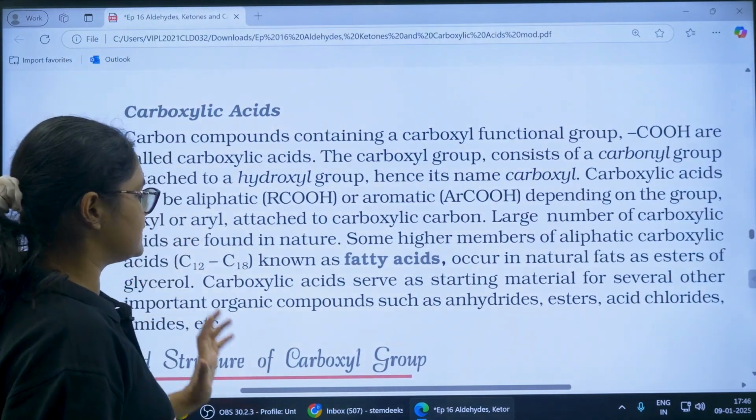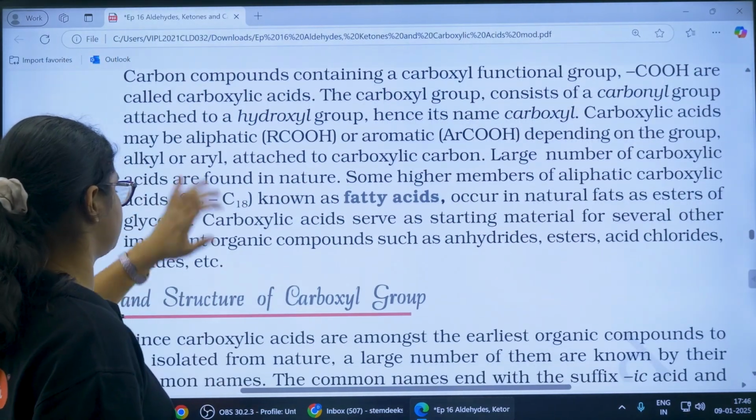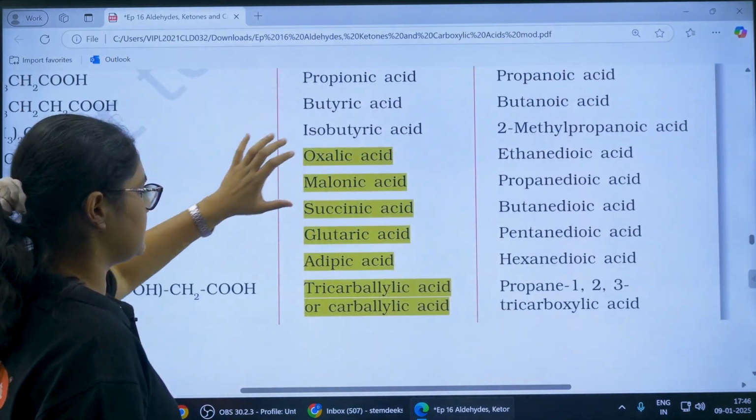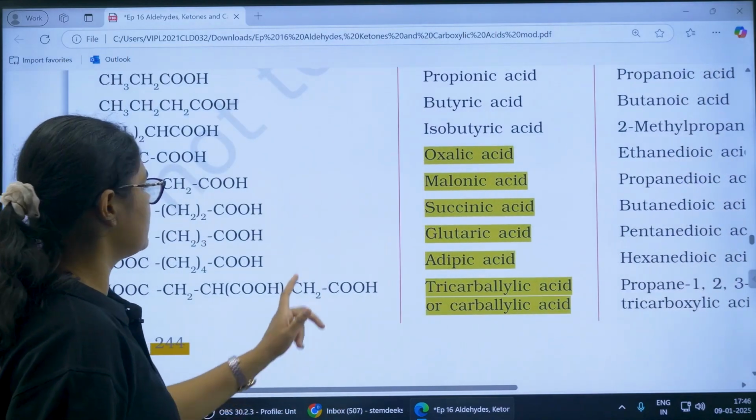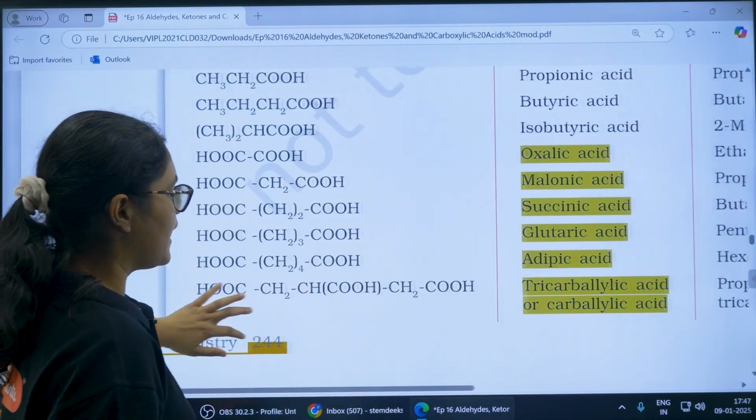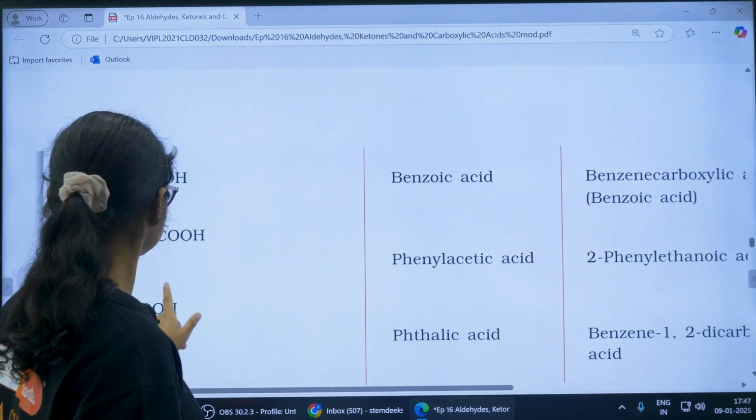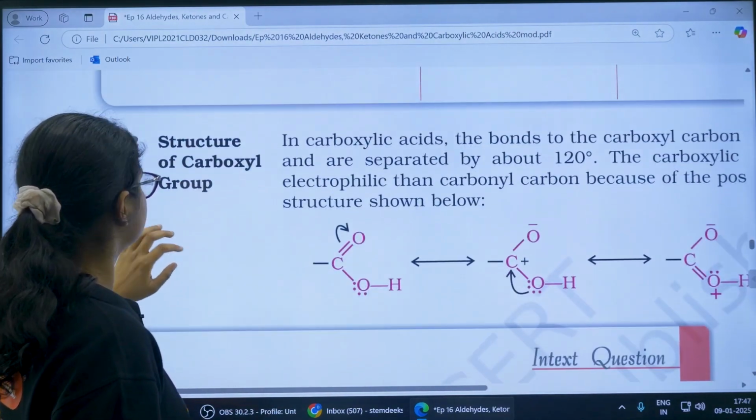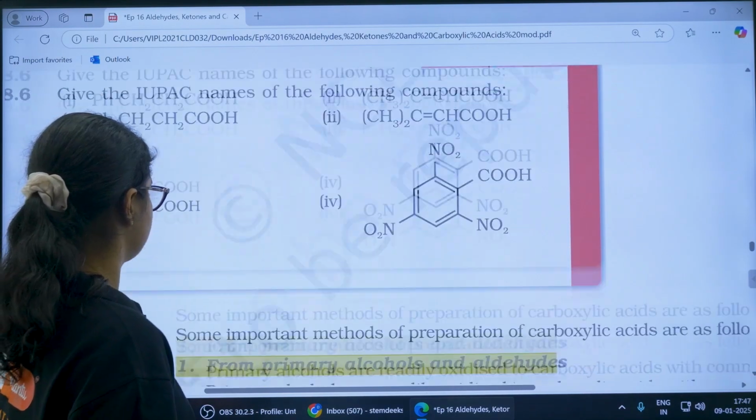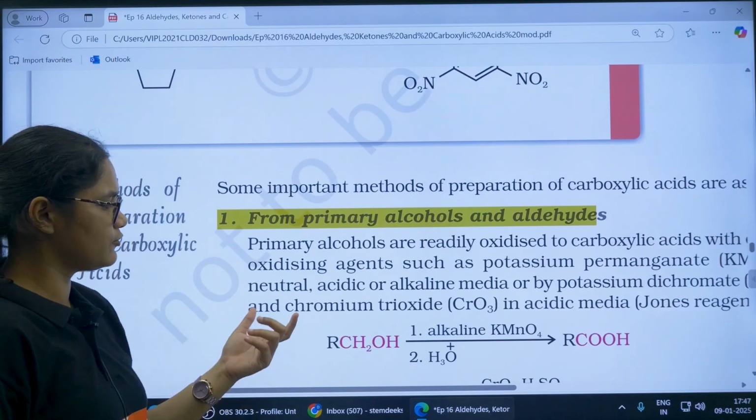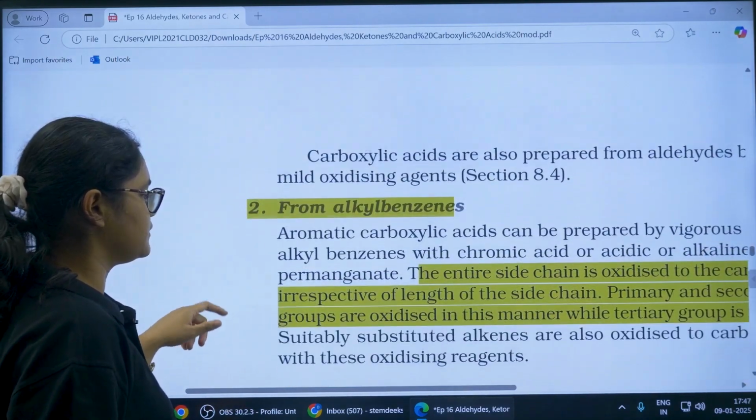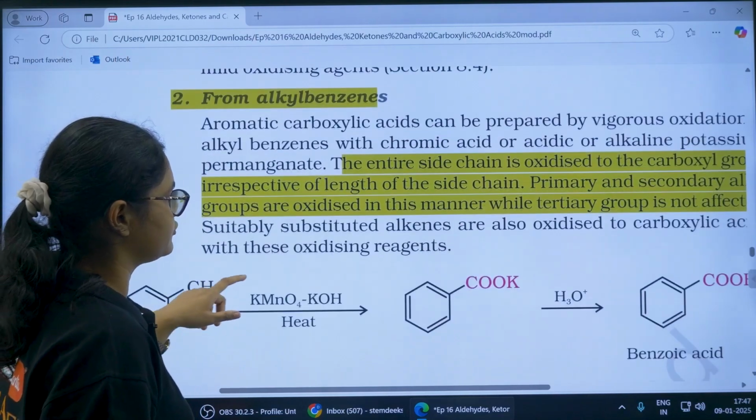Now coming to carboxylic acid, there is nothing much important in this particular paragraph. The structure of carboxylic acid all of you will be knowing, nomenclature is there, but this is important again, the common names of these carboxylic acids you should be knowing. And now once this is done, we will go to the structure of the carboxyl group, that is also not very important. Methods of preparation from primary alcohols by direct oxidation. This is by default, you will be studying it, there is nothing important here that I should be telling.